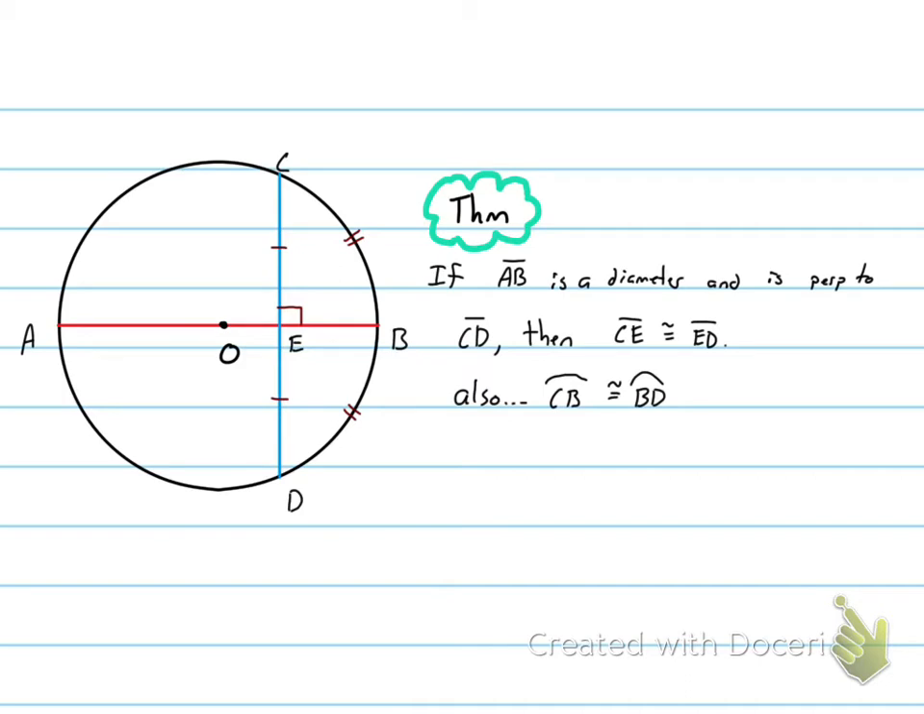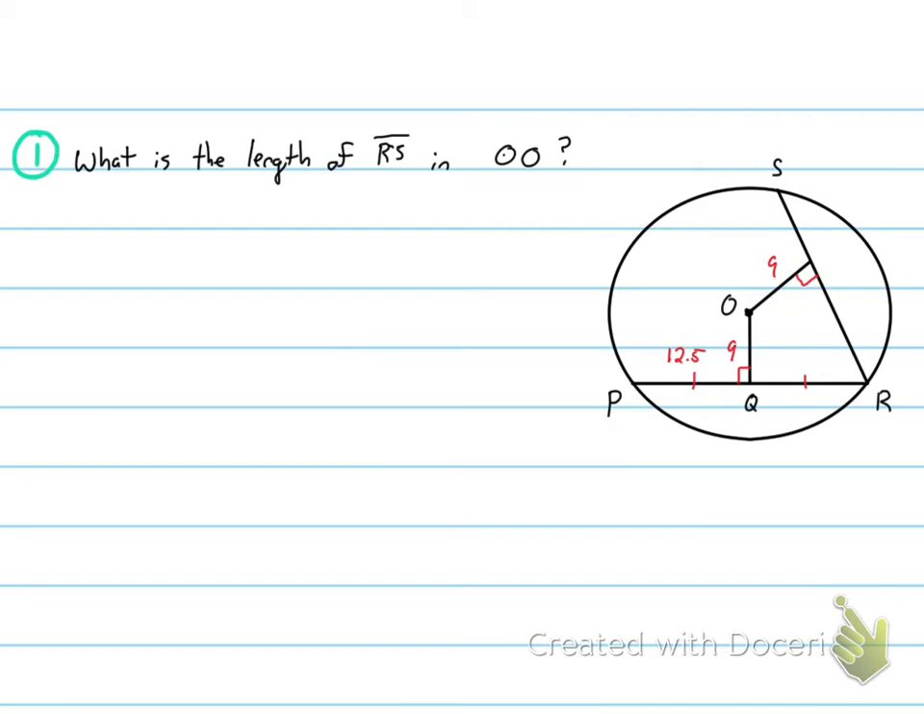Now, we're going to use a lot of these different theorems to solve problems here. So I'm going to show you two examples of where we would use some of these theorems to solve an algebraic equation. So I'm looking at this diagram, and I want to figure out what is the length of RS in circle O. So looking here, it looks like RS is a chord here. Let's use the information that we have. Let's look at our notes and see all of our theorems there and see what I could figure out.